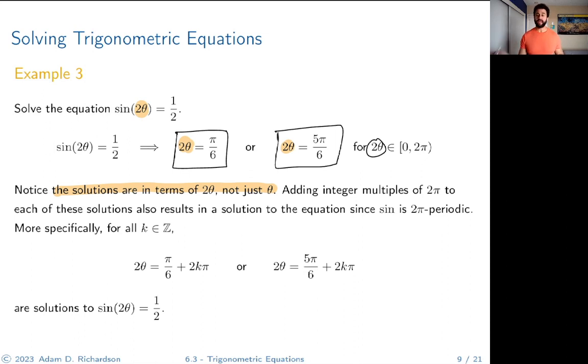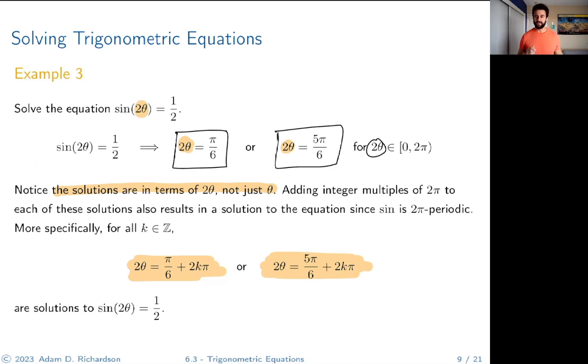Just like before, you can add integer multiples of 2 pi to each of these, and you'll get another solution because sine is 2 pi periodic. So for all k in Z, we actually have these two results. Or maybe I should say these infinitely many results. There we go. So these will give you solutions to sine of 2 theta equals 1/2.